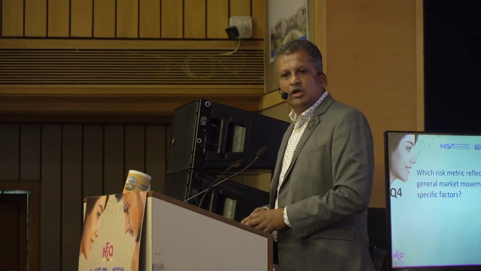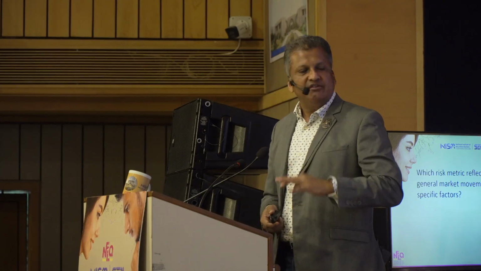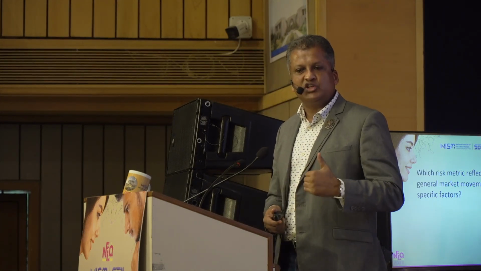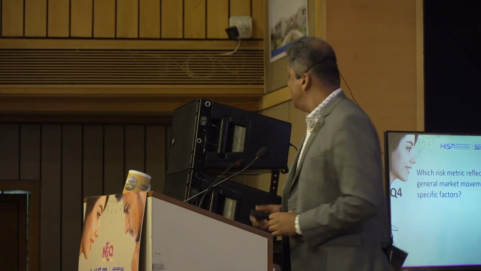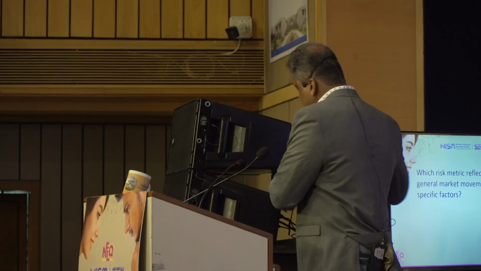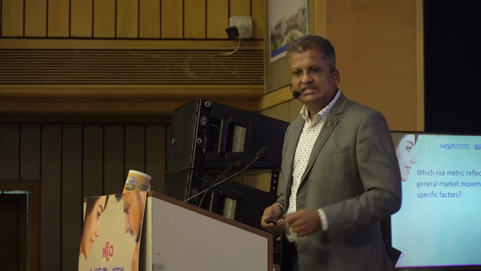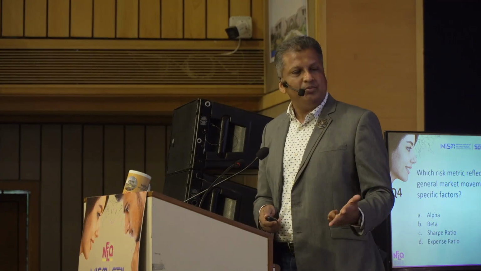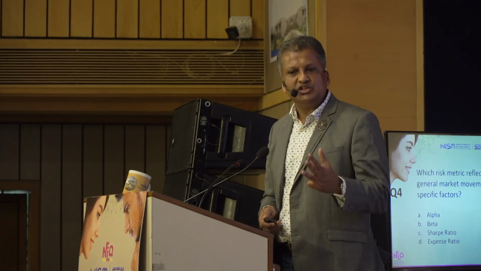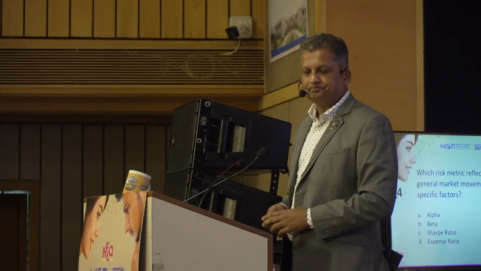But for now, Team D, your question. Which risk metric reflects the fund's sensitivity to general market movements and not company specific factors? By the way, did you give the 10 points to Team C? Thanks. And these are your options, Team D. Is it alpha? Is it beta? Is it Sharpe ratio or is it the expense ratio? Team D.